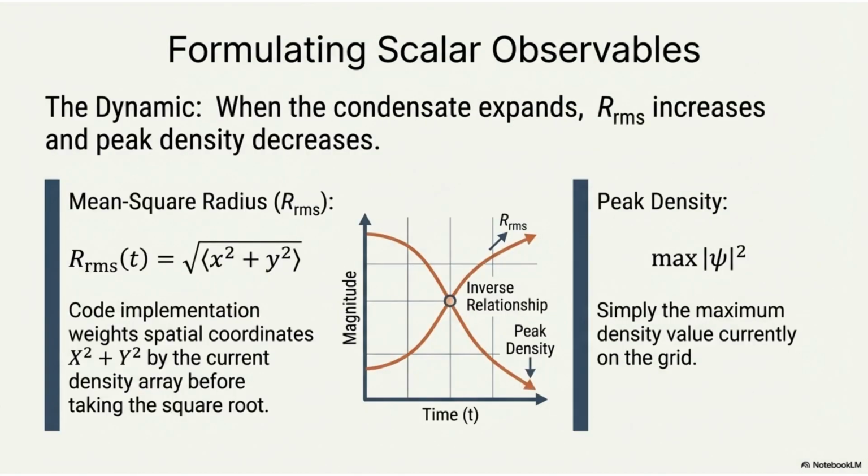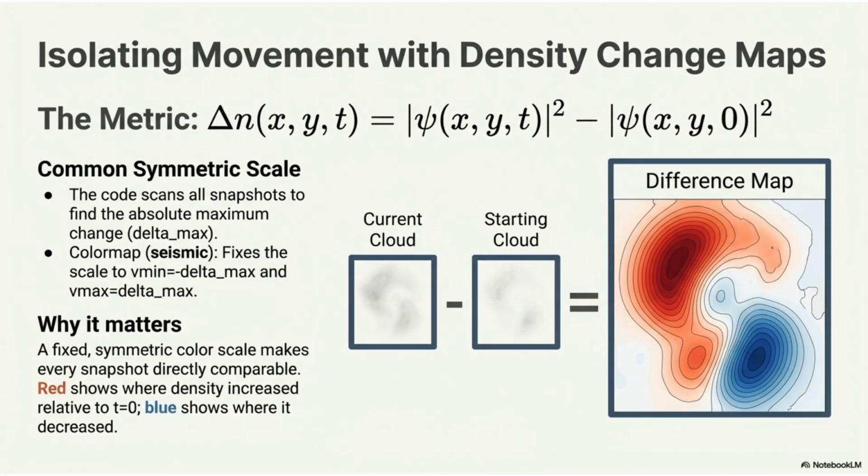The dynamic involves an inverse relationship. As the root mean square radius, R_RMS, increases, the peak density decreases. R_RMS is calculated from the spatial coordinates weighted by the current density, and peak density is the maximum density value on the grid. Density change maps, delta n, isolate movement by comparing the current density to the starting density. A fixed, symmetric color scale ensures comparability between snapshots. Red indicates density increased, and blue indicates density decreased relative to the initial state.